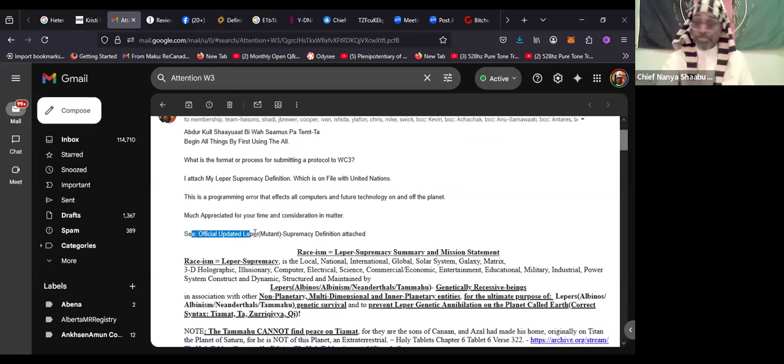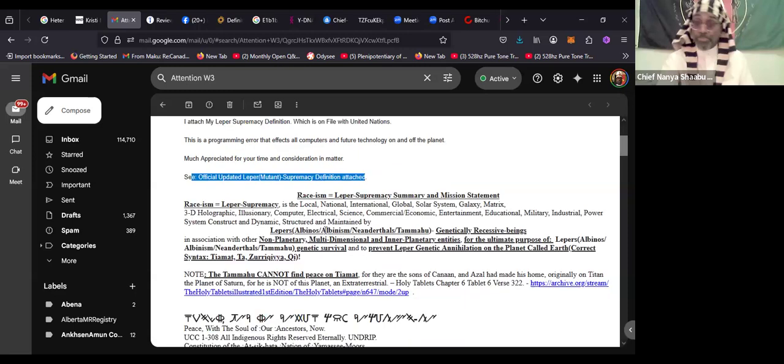See official updated leopard mutant supremacy definition attached. So I did leopard supremacy, mutant supremacy, pale supremacy. They're all the same. It's just like one year we're like, oh yeah, leopards. That's the first thing they got to tell you, that they're a leopard. Then it goes into a mutant and then paleness.